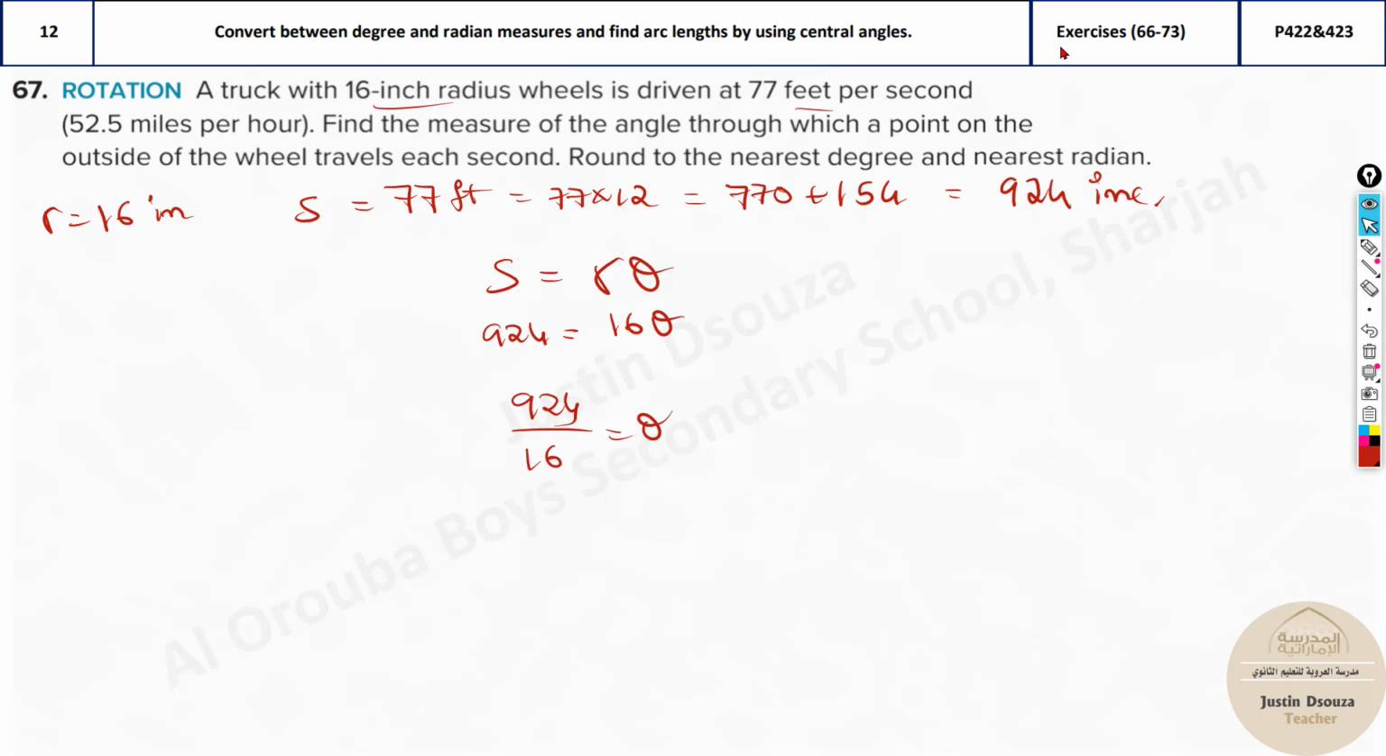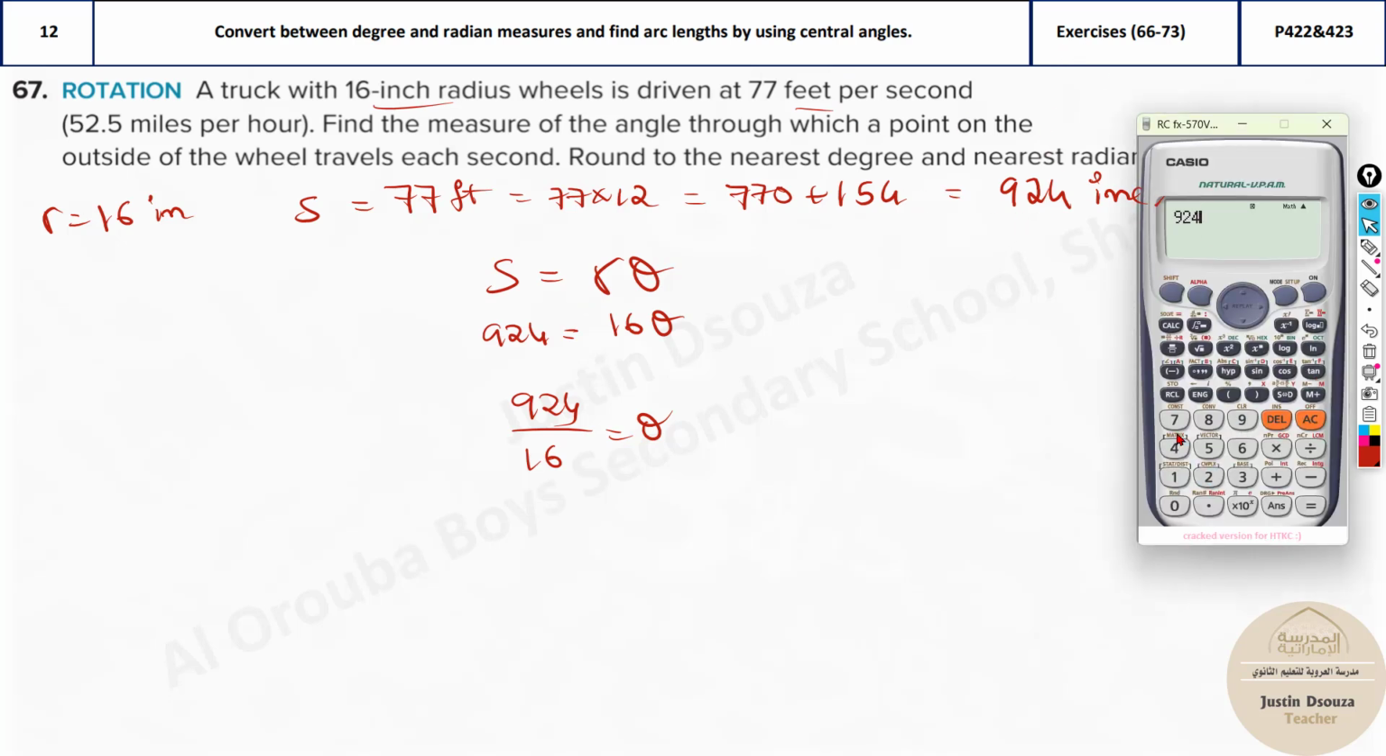Let's use the calculator and solve. Here we put 924 divided by 16 and the answer is 57.75. That's the theta value. I'll just write it out over here. 57.75 equals theta. Now let's just go back to the question. Find the measure of the angle through which the point outside the wheel travels. Okay. Yeah, this is the answer. And they asked in radians as well.